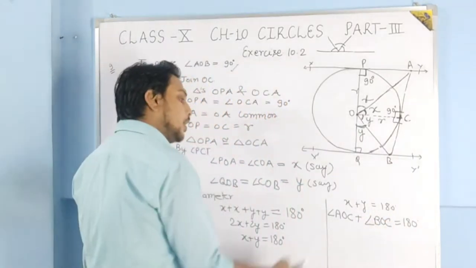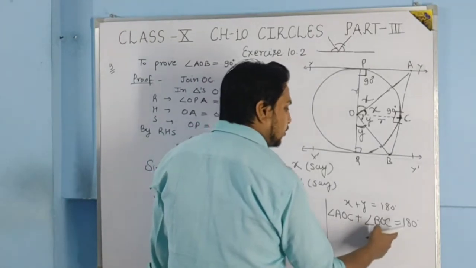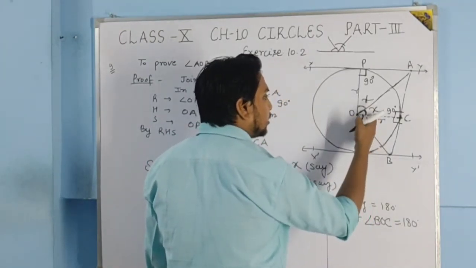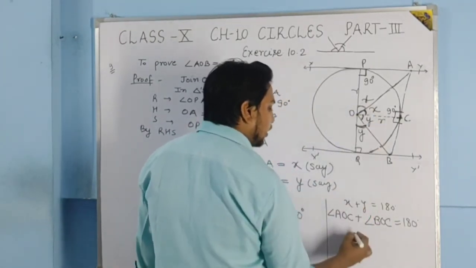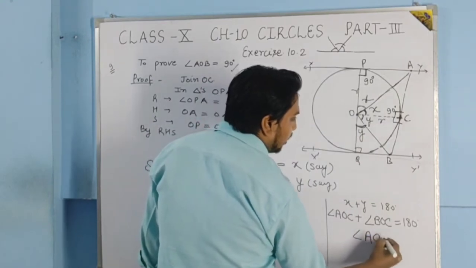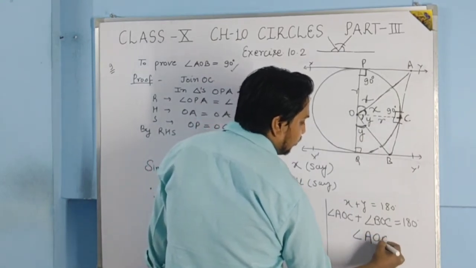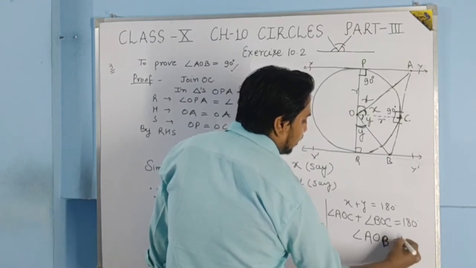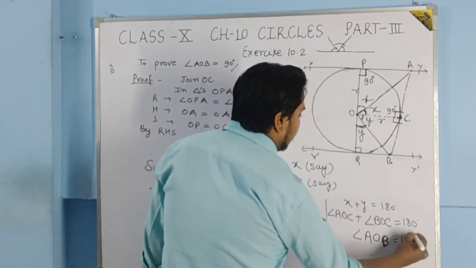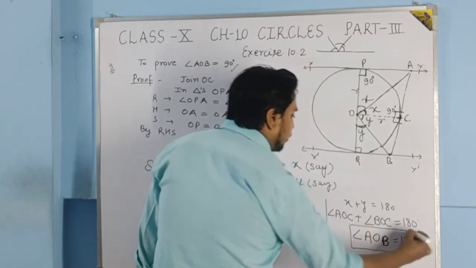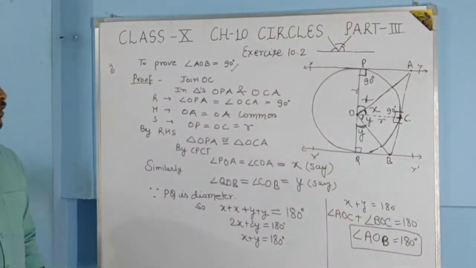BOC. Okay, now when you add these two angles, angle AOC plus BOC, it will form angle AOB. Angle AOB is equal to 180 degrees, and this was what was to be proved in this question.